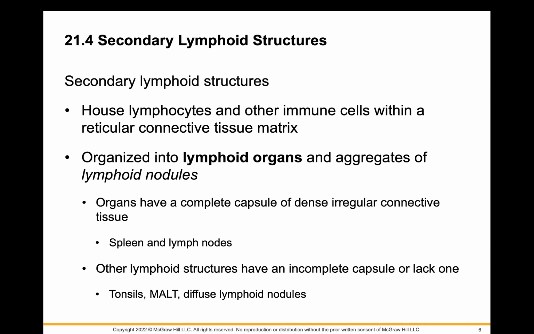Now, we're going to subcategorize secondary lymphoid structures into two different types. We're going to be looking at lymphoid organs and then aggregates of lymphoid nodules. What differentiates an organ from nodules is going to be that organs have a complete capsule of dense irregular connective tissue. They are going to be the spleen and lymph nodes. Other lymphoid structures will have an incomplete capsule or not have one at all. So these would be our tonsils, MALT, and also diffuse lymphoid nodules.